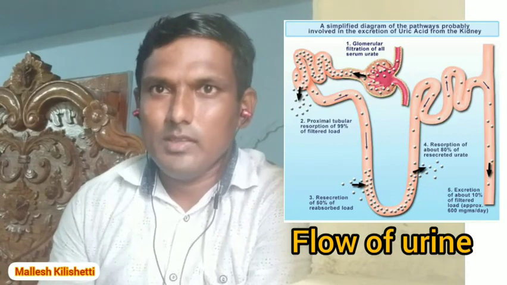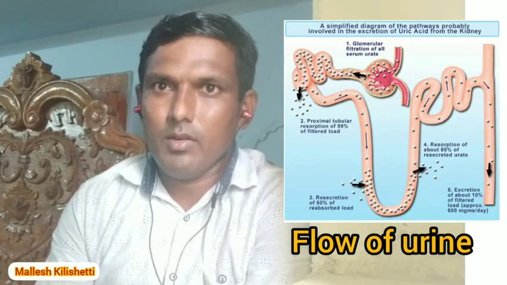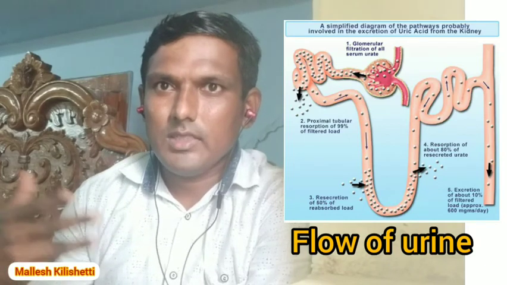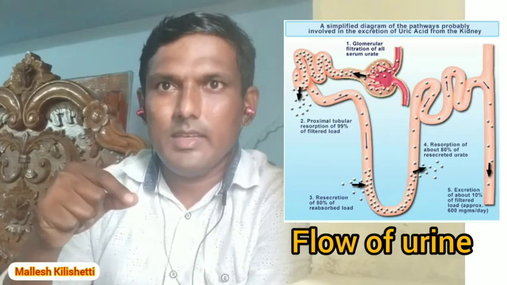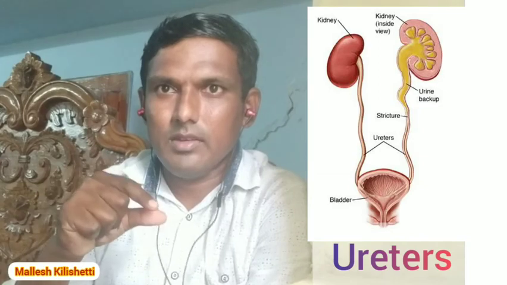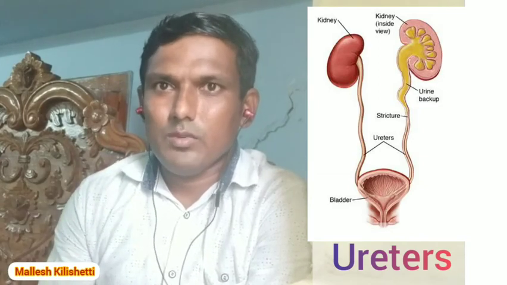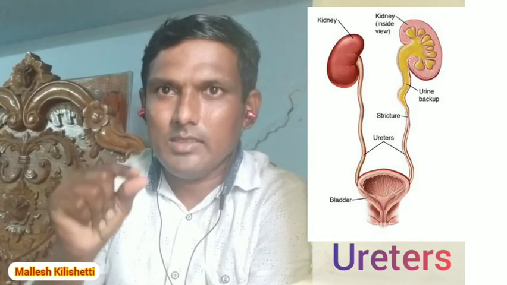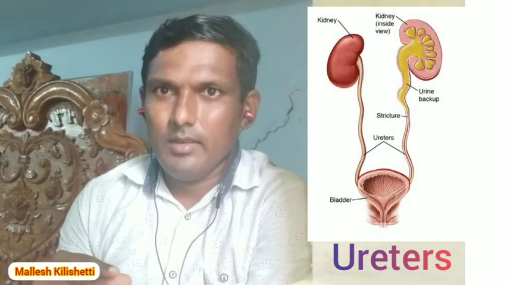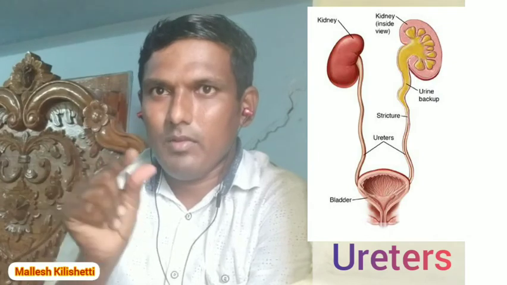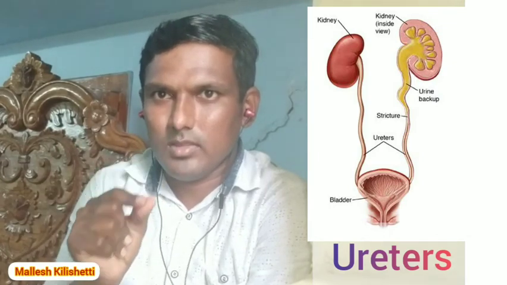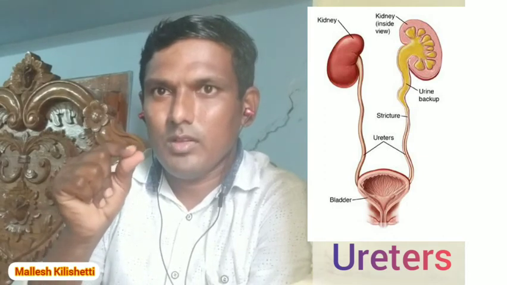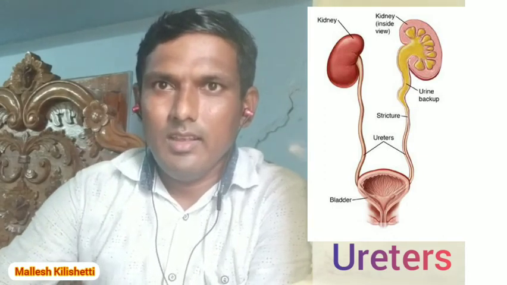So these four stages take place in the mechanism of urine formation. After urine formation is over, which takes place inside the kidney only, next, one pair of kidneys, then one pair of ureters. The ureters are 30 centimeters long, from the kidney to the urinary bladder. The ureters are tube-like structures that carry the urine to the urinary bladder.